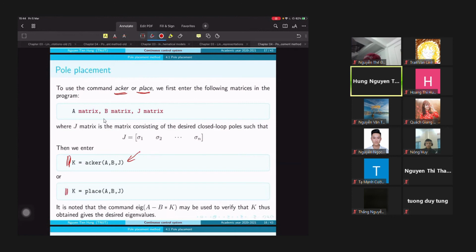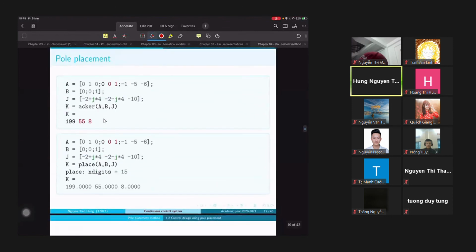Okay, this is the name of the scientist who invented this method. Or you can use place, it is the same. But first we have to specify the A matrix, the B matrix, and then this is the Z matrix. The Z matrix is the location. So we can put Z in this form and find the solution. So the command is acker or place.